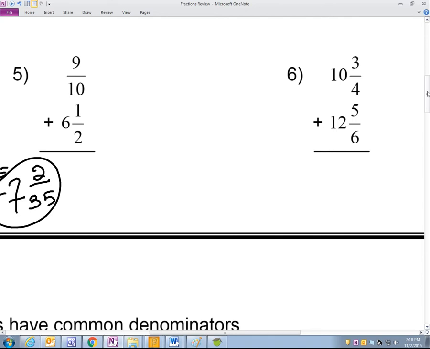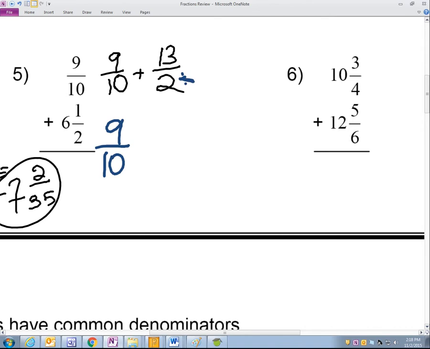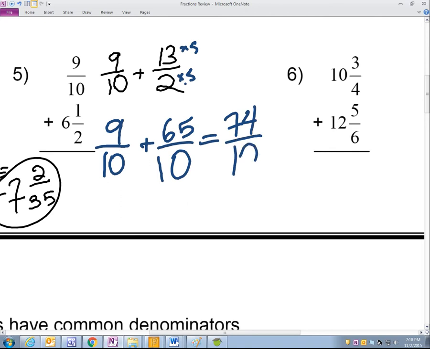I have 9/10 plus 13 halves. I'm going to make this one change on the right side because a least common multiple of those two is just 10. The left side doesn't even need to change. So I have 9/10. I'm going to multiply the 13 halves by, that's multiplication, times 5 plus 65/10. That would be 74/10. And that's obviously just 7 2/5.